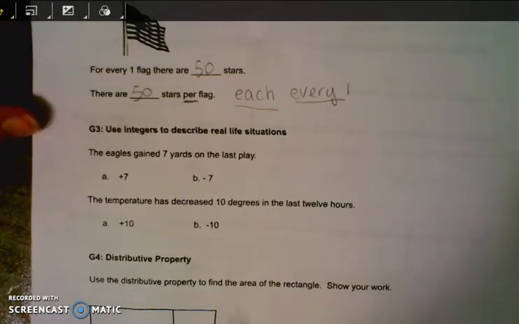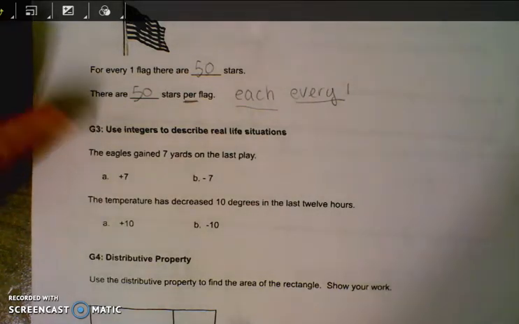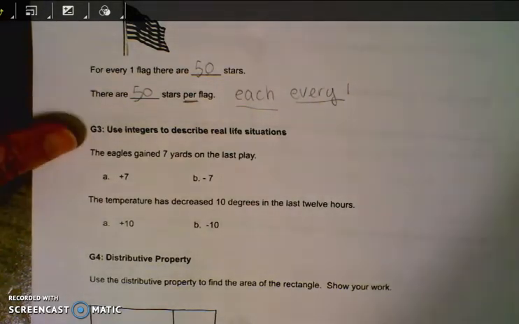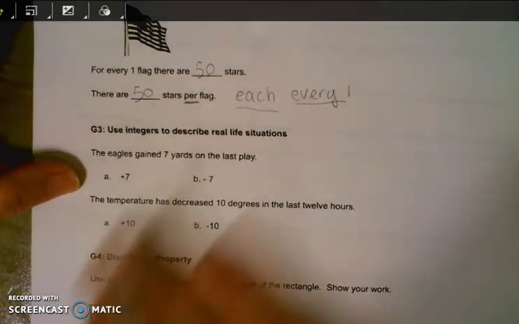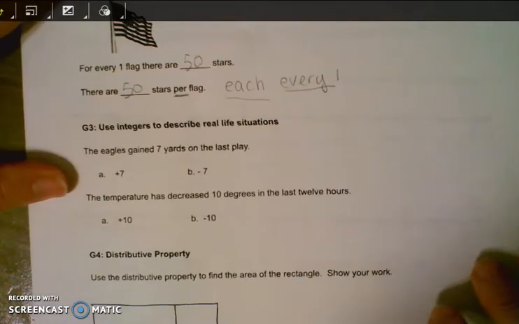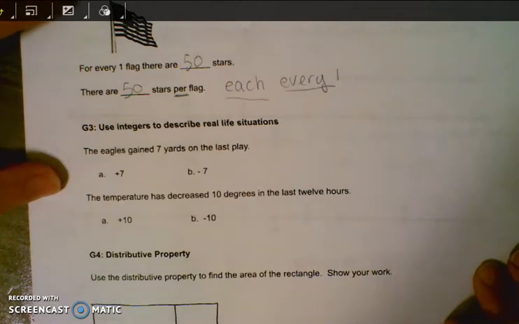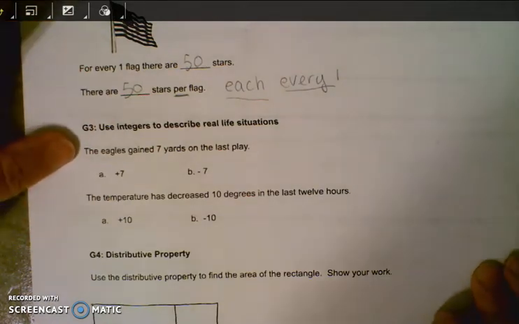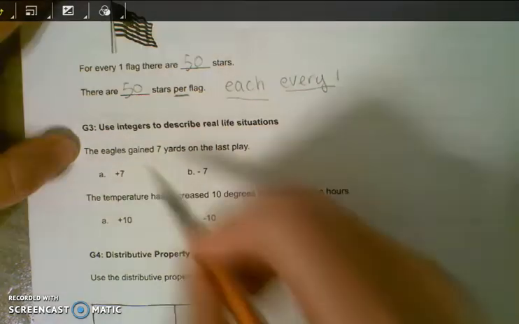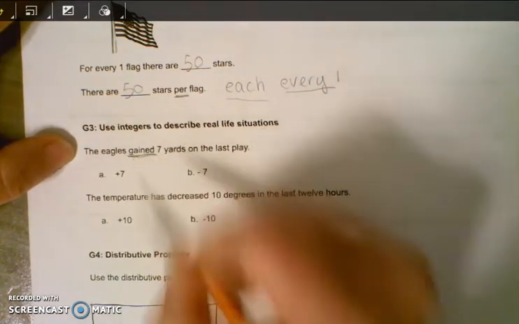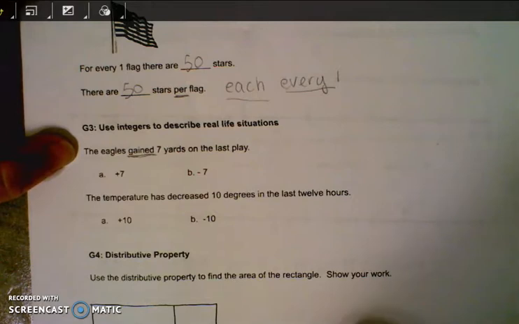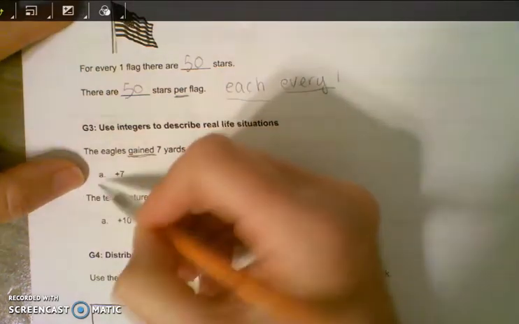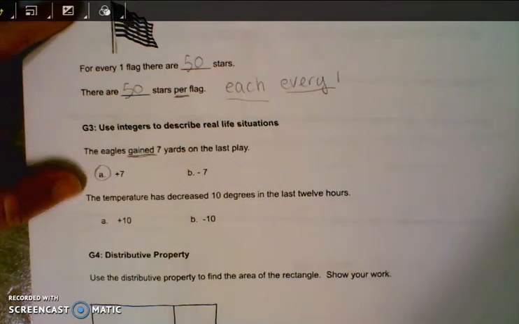And our other key level goal was goal 3, to use integers to describe real life situations. So we did a couple of activities where we read situations in real life and decided whether that would be a positive integer or a negative integer, focusing on the keywords in the problem. The first situation says the Eagles gained 7 yards on the last play. Gained is our keyword. Gain would indicate a positive integer, so I would circle choice A.